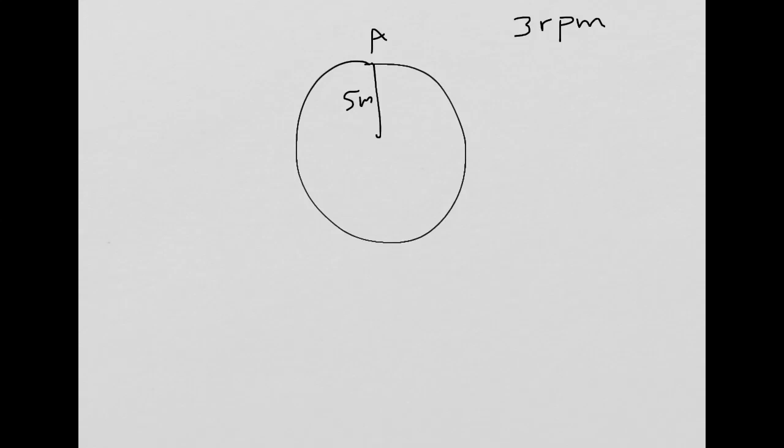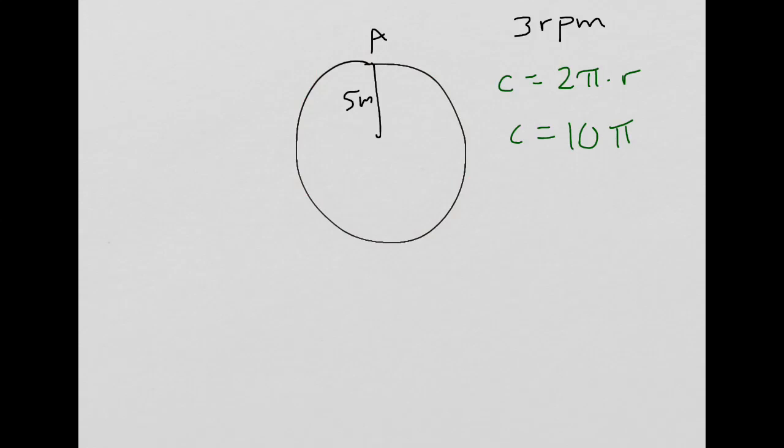Well, first I would want to figure out, okay, how far is it traveling? Because remember, linear speed is distance over time. So to figure out how far it's actually traveling, I need to consider distance around the circle. So distance around the circle is known as circumference. And just as a reminder, circumference is equal to 2 pi r, right? So the circumference of this circle is just 2 pi times 5, which is 10 pi.